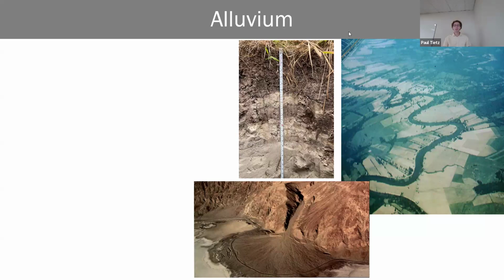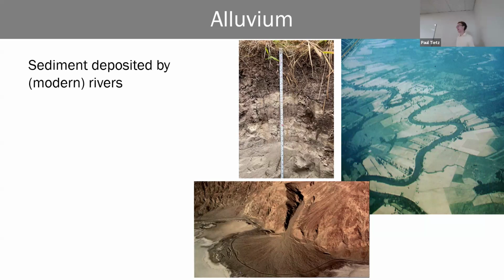Okay, we're going to resume today where we left off on Tuesday, going over the last couple of parent materials that we had. Alluvium is the first one we're going to pick up here. Alluvial sediments are really anything deposited by modern rivers. So more sediments from flowing water, pretty similar to our glacial outwash.